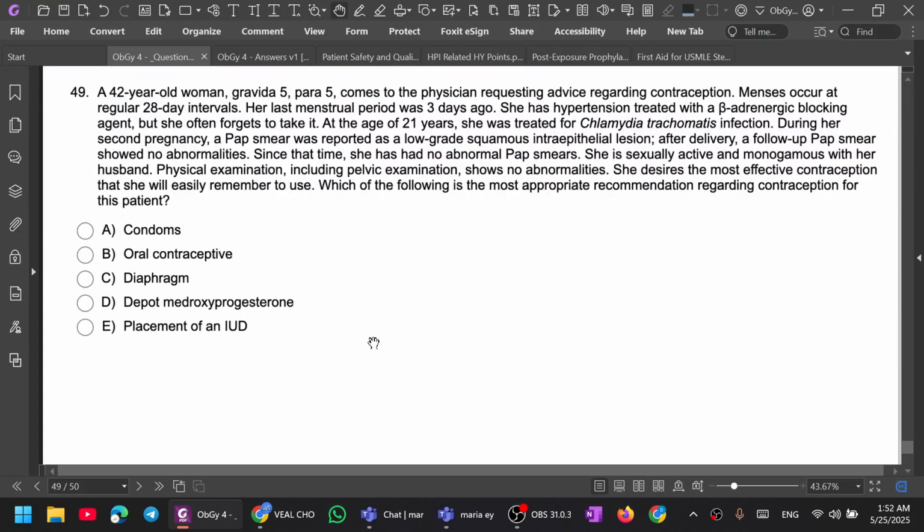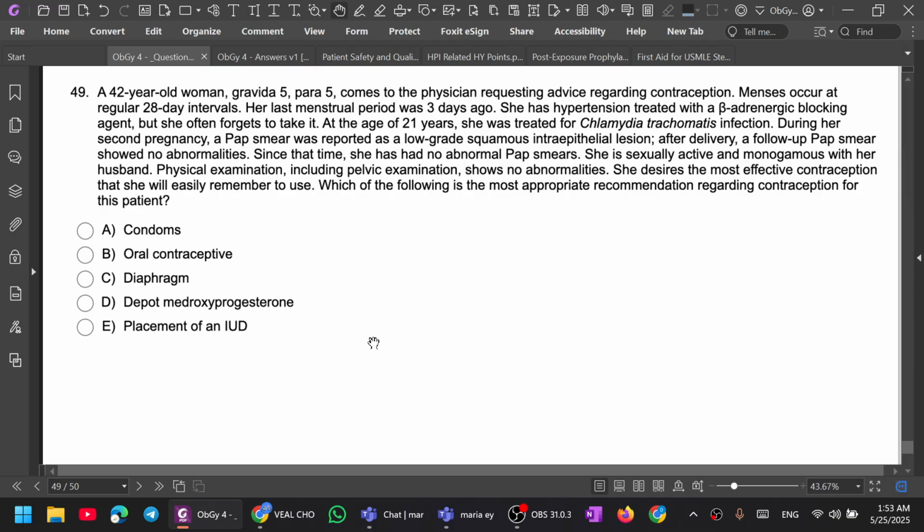A 42-year-old woman, gravida 5 para 5, comes to the physician requesting advice regarding contraception. Menses occur at 28-day intervals. Her last menstrual period was 3 days ago. She has hypertension treated with a beta blocking agent. She often forgets to take it.